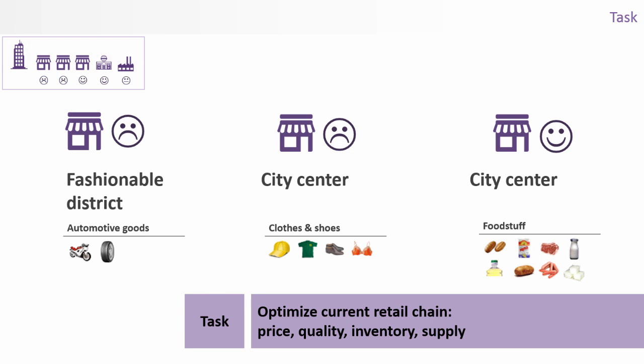Within this task, you will have to optimize the current retail chain, meaning set up or correct the existing price and quality, amend the inventory, and supply the goods. If you miss any of these, your shop will stop working, as it will stay without goods or prices will stay not set up.